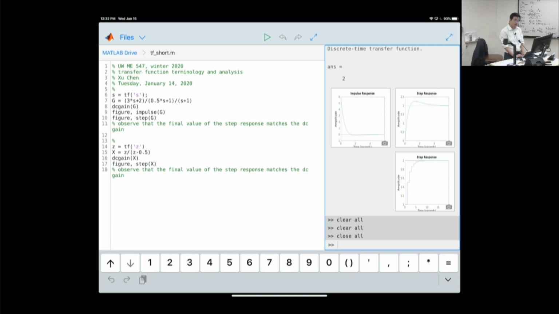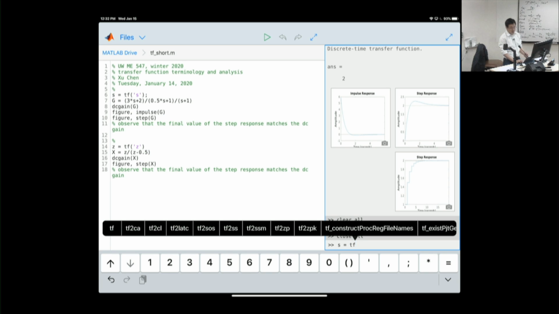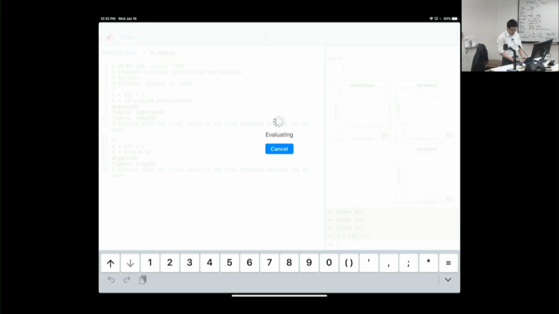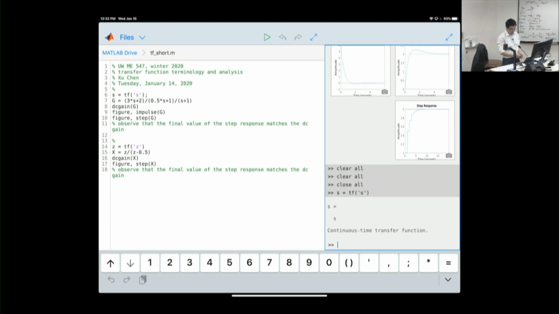So we talked about the transfer function. I want to show you how a transfer function can be built in MATLAB. It's very easy. In transfer function, let's do continuous time first. You can do s equal to tf, and then put the bracket inside, and s, to tell MATLAB, s is the s operator in Laplace domain. So you see it recognized it as a continuous time transfer function notation.